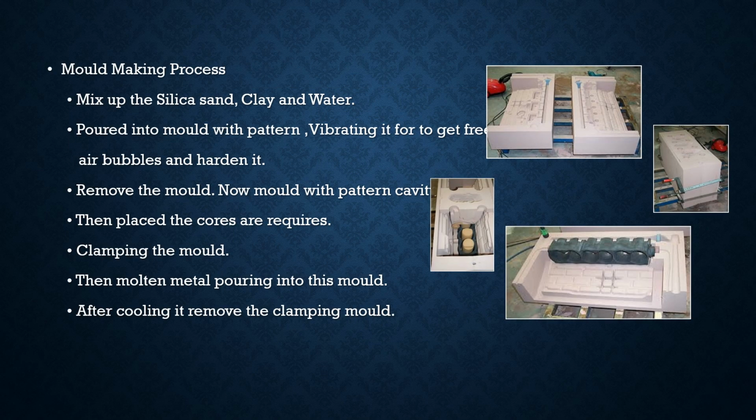Now the mold making process. Mix up the silica sand, clay, and water for the molding mixture. Pour it into the mold with the pattern, vibrating it to get free from air bubbles, and harden it. Remove the pattern, leaving the mold with the pattern cavity. Then place the cores as required. These cores are as shown in this figure. Clamp the mold. After that, the molten metal is poured into this mold. Now, after cooling, it removes the clamping of the mold.